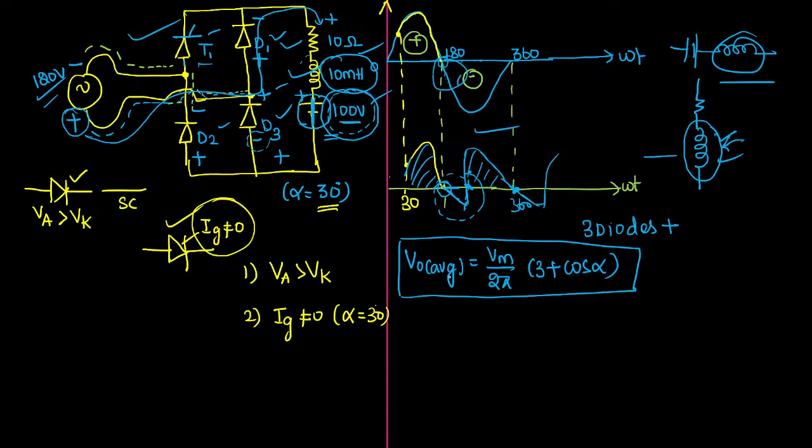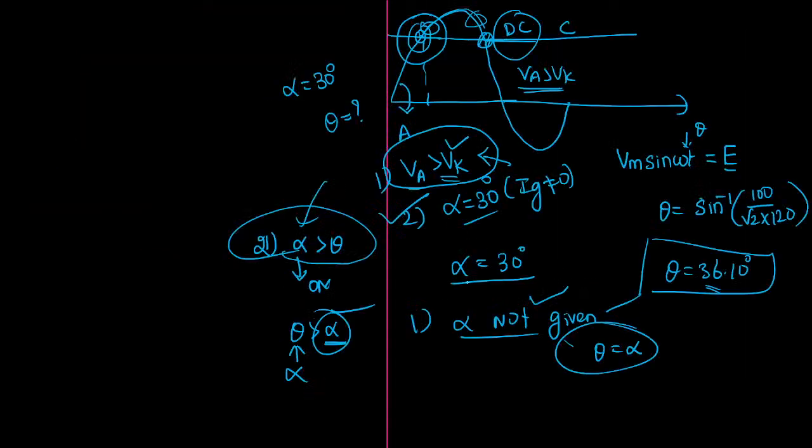Okay sir, fine. Now you can substitute all the values. Alpha is given as 30 degrees, substitute that. Wait, can you substitute the value of alpha here? Look at the given data in our question. You should not substitute alpha equal to 30 degrees. Alpha equal to 36.16 degrees you have to substitute.